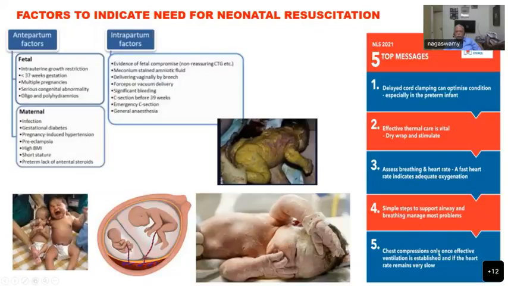Chest compressions only once effective ventilation is established. This is a point you have to remember repeatedly. You have to start chest compression only after establishing effective ventilation, and if the heart rate still remains low, only then you go for chest compression.